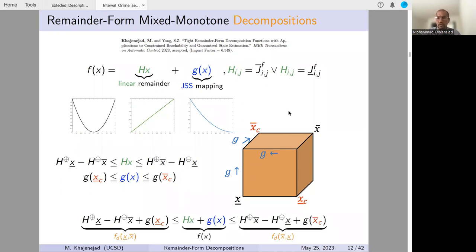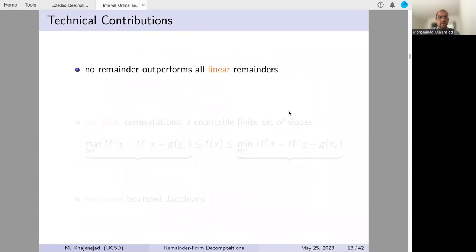Okay, so a couple of technical things that you might ask. First, you might ask why I consider just linear remainders. Why not an arbitrary remainder? And the answer is we showed that for any arbitrary remainder, there exists a linear remainder that is as good as that arbitrary nonlinear remainder. So we really don't need to worry about all classes of remainders. We only need to search over linear remainders.